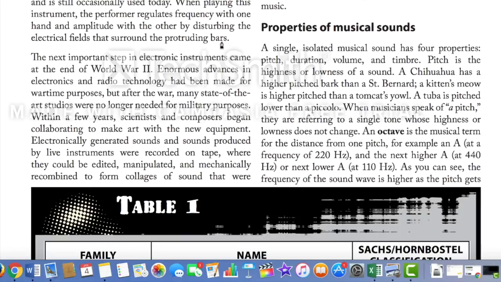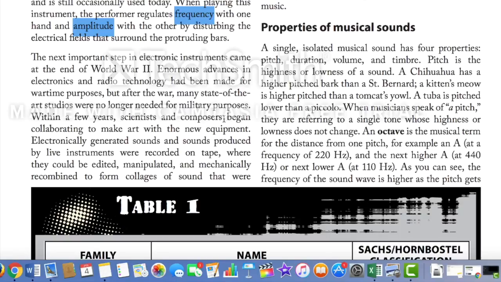So now we have some buzzwords here that you may be unfamiliar with, but we're going to be talking about these. These have to do with wavelength and with waves, sound waves. So we have frequency and amplitude. All right, we're going to talk about what that means. The next important step in electronic instruments came at the end of World War II. Enormous advances in electronics and radio technology had been made for wartime purposes, but after the war, many state-of-the-art studios were no longer needed for military purposes.